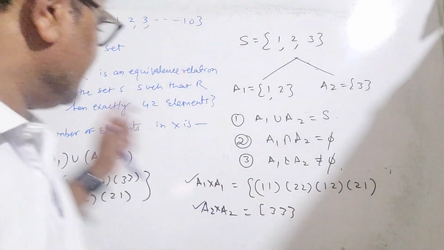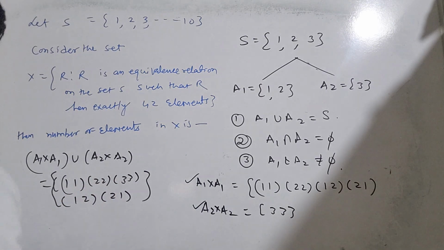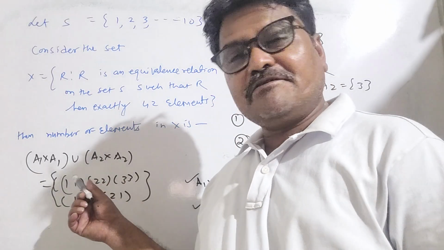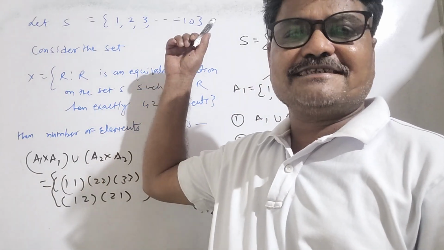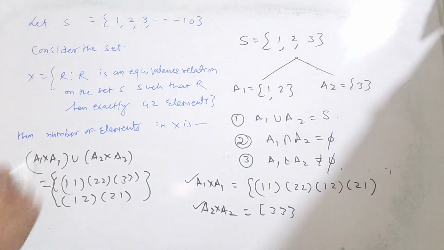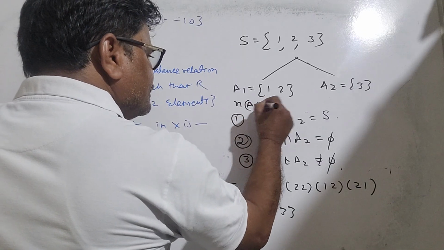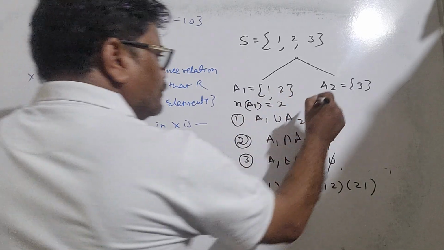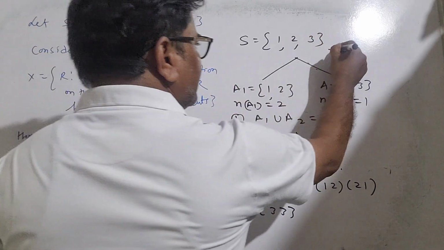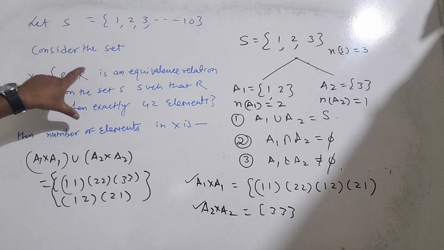And this equivalence relation contains how many elements? 1, 2, 3, 4 and 5. 5 elements are exactly present in this equivalence relation defined on the set S. Correct? Now, the important point is that n of A1 is 2, n of A2 is 1 and n of S is 3. So this condition is satisfied.